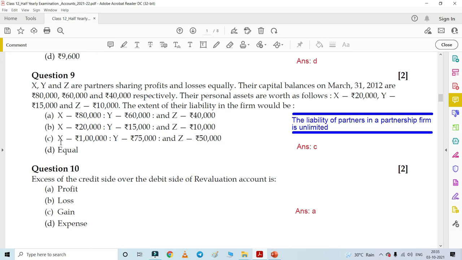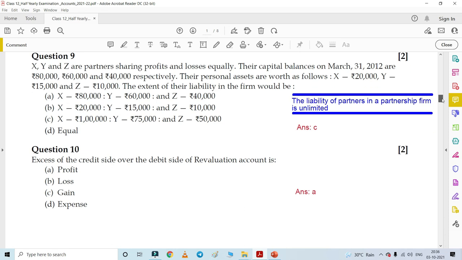If you get an option as unlimited, that could also be correct. But here, as it has been clearly specified that personal asset and capital investment both are given, both could be added and then you will have to find out. So it could be that you may get unlimited also as an option. If unlimited is there, that would also be the correct option.